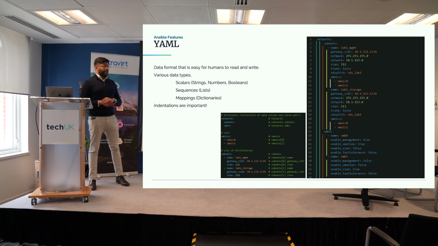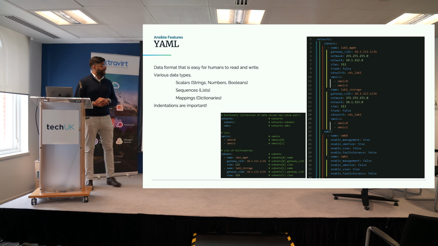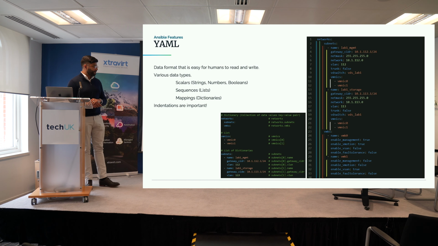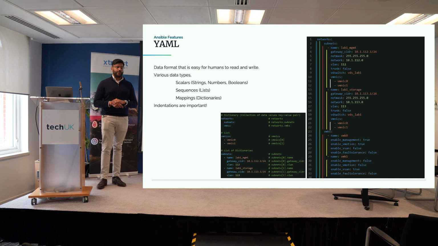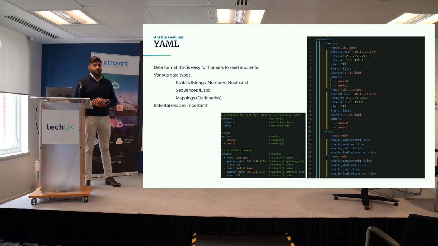You have also lists. An example of a list is VMNICs. So this particular subnet or port group has got to be part of VMNIC 0 and VMNIC 1. That's a list, and this is denoted by the dash next to the values. To access those variables, you would use VMNICs and the square brackets 0 or the square brackets 1, for example, to get whatever you need.